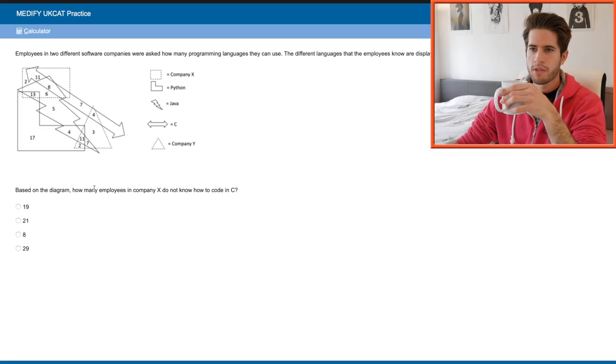I'm going to jump straight to the question. Based on the diagram, how many employees in company X do not know how to code in C? Company X is this dotted line here, and coding in C is this. So 8 plus 11 people do know how to code in C, which means that 6 plus 13 plus 2 do not. So that's 8 plus 13, which is 21, and that will be our answer.